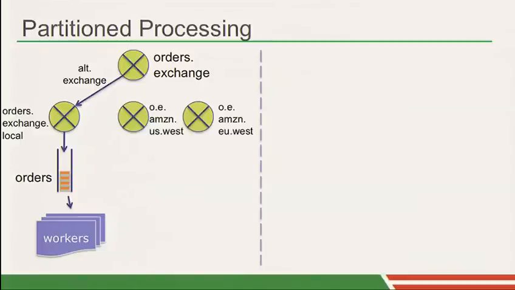This is my current setup. And then I'm going to declare a couple of other exchanges here. I call one Amazon US West and another one for Amazon EU West. If I did choose to stop processing locally and maybe process them in one of these other locations, I could actually fire these up. But right now, they're just sat there.